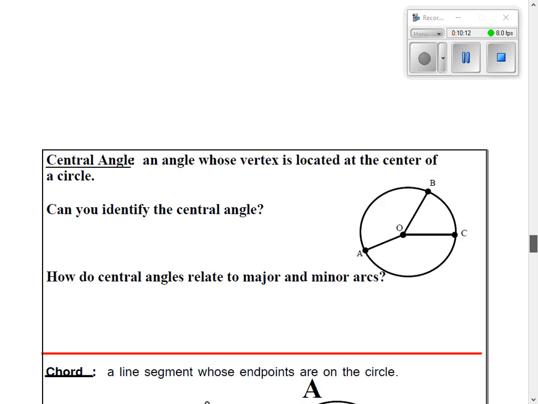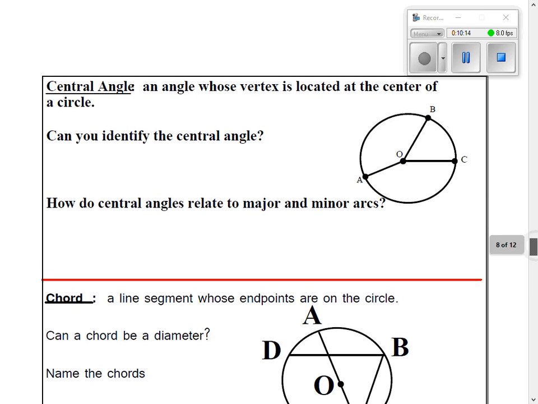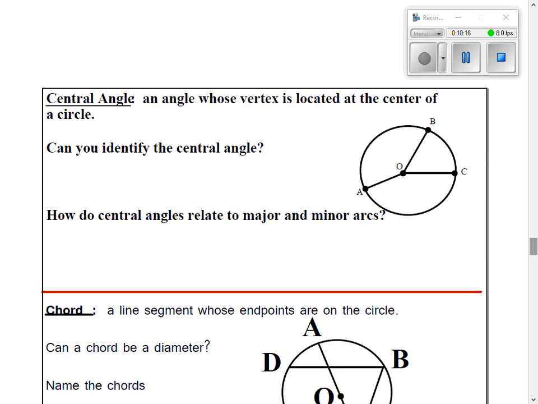Okay. All right, let's talk about what's called the central angle. This is an angle whose vertex is located at the center of the circle. So right here, I see three central angles. Okay, I'm going to call this angle number 1. This is angle number 2. This is angle number 3.